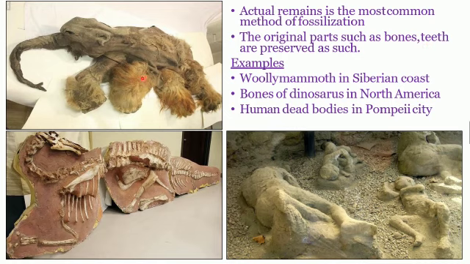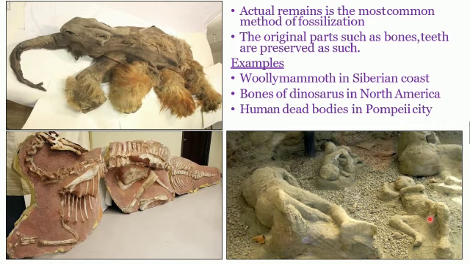You can see the part of the woolly mammoth in the Siberian coast. It was preserved in the ice, and their fossilization is given here. And the bone parts of animals like dinosaurs, the bones of dinosaurs in North America, and this is collected from the Siberian coast, and human dead bodies of Pompeii city. Pompeii is a well-known city.